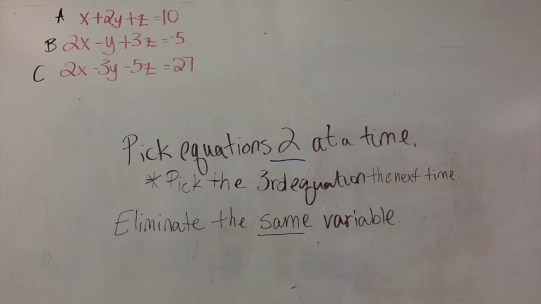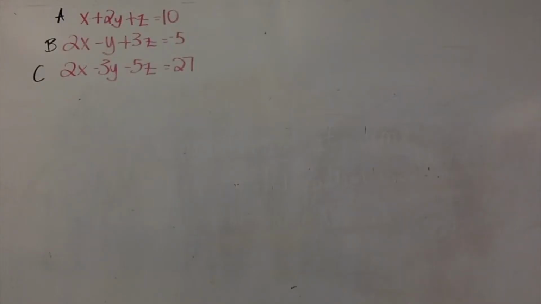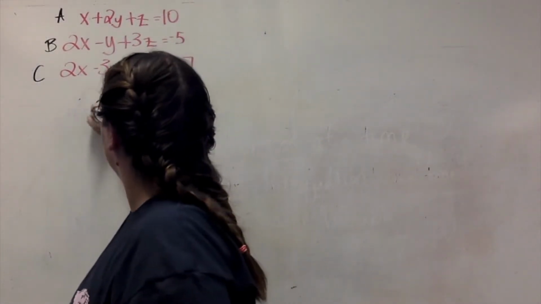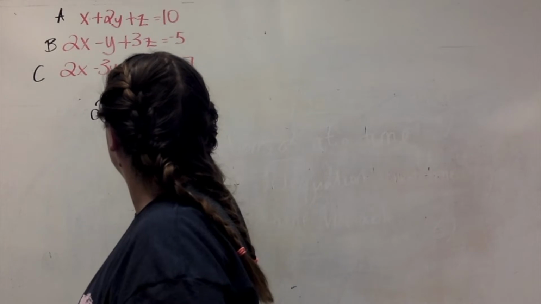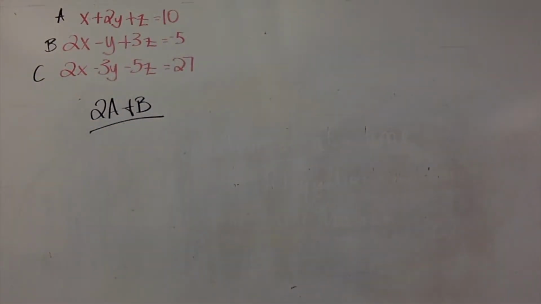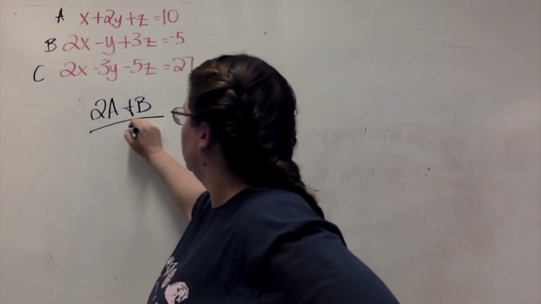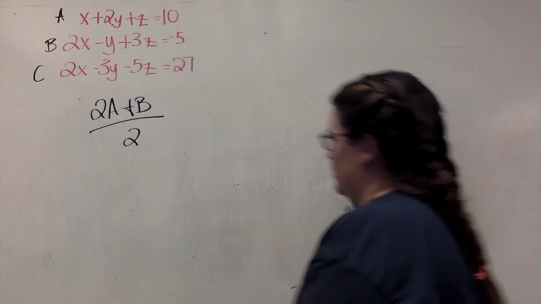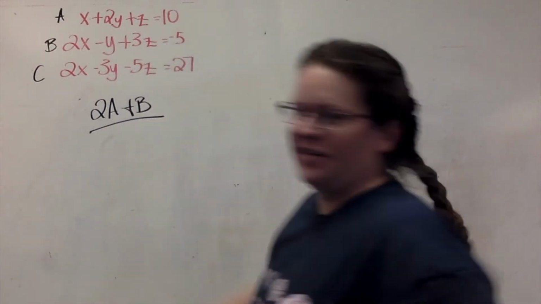So if you eliminate all of the Z's, then the next time you have to eliminate all of the Z's again, because the object of this step is to shrink it down to 2 equations with just 2 variables. So when you eliminate the same variable, then you only have 2 different ones. So you try to pick the easiest thing to do. In this case, any of them would have been okay.